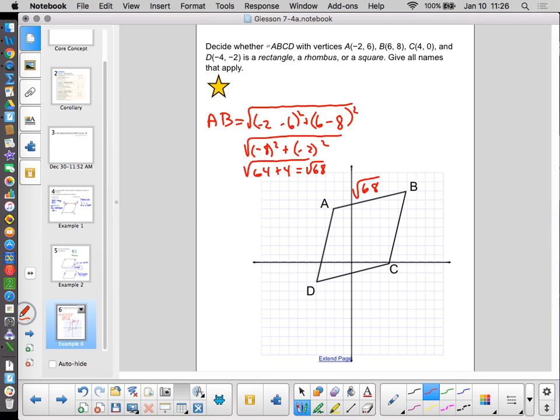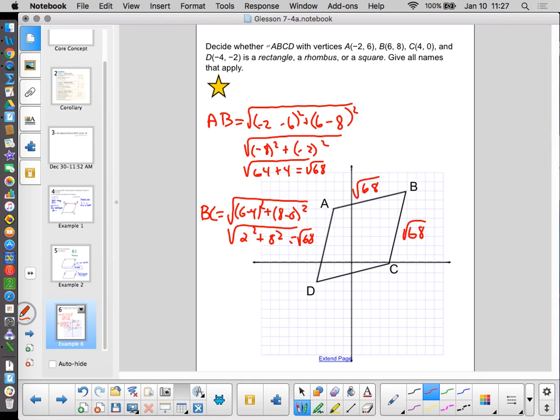Next, I find CD. I want to determine if it's even a parallelogram. Or any other side. I could find BC also. So BC would be 6 minus 4 squared plus 8 minus 0 squared. 2 squared plus 8 squared. Oh, I've seen that before. That's square root of 68. Hey, I've got two sides the same. I'd have to keep going and show all four sides are the same, or they're not. Next, if they are all the same, then I could say it's a rhombus.